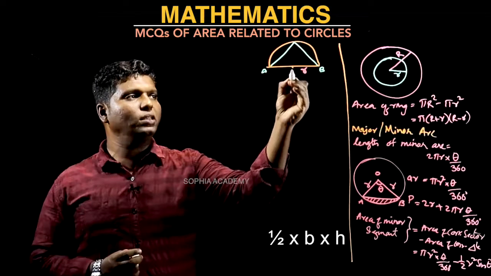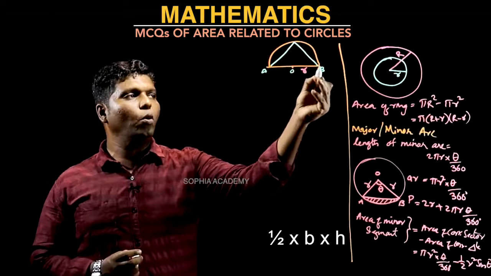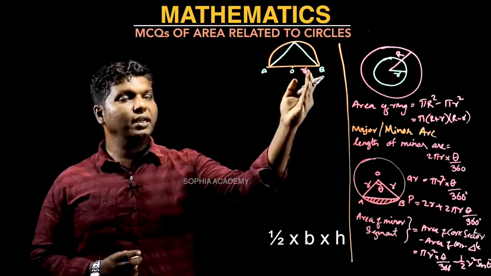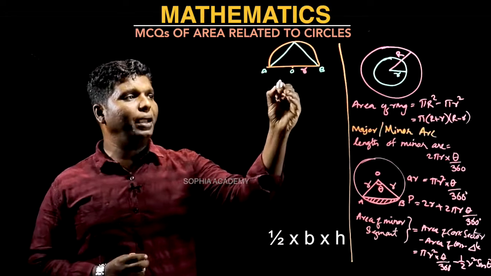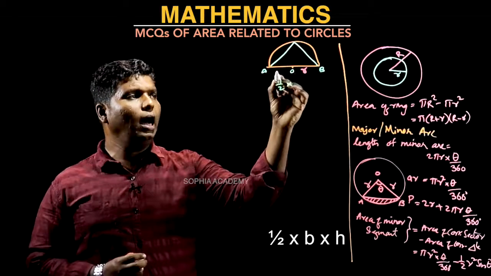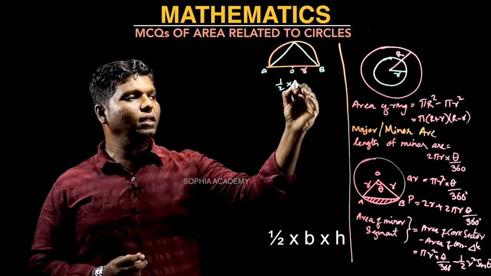You know from A to O, this is the center. A to O, that is the radius. From O to B, that is also the radius. So radius plus radius, it is 2R. So we can say the base is 2R. So half into base into height. Half into what is the base? It is AB. The total length of AB is 2R.